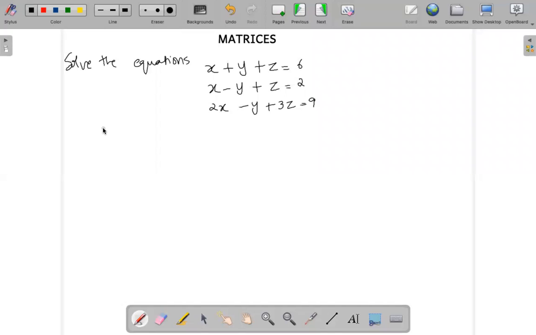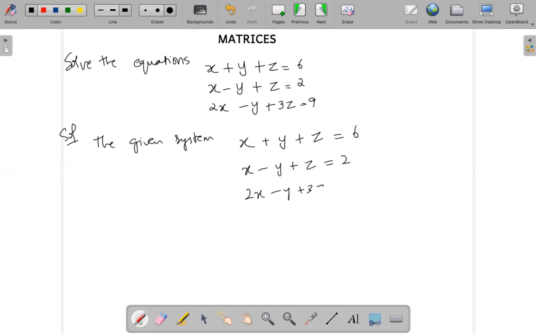Let us solve this by Cramer's rule. So the given system of three non-homogeneous linear equations in three unknowns is x plus y plus z equals 6, x minus y plus z equals 2, and 2x minus y plus 3z equals 9.